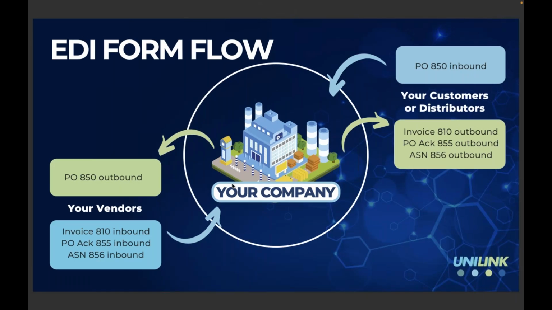If you're talking about a vendor, you're sending out a PO and you're getting back a PO acknowledgement, advanced shipping notice, and eventually an invoice. And conversely, if you're sending to another customer or another distributor, a reverse, you're getting an 850 PO and you're sending out a PO acknowledgement, advanced shipping notice, and ultimately an invoice. So that's sort of the EDI 101, if you will.